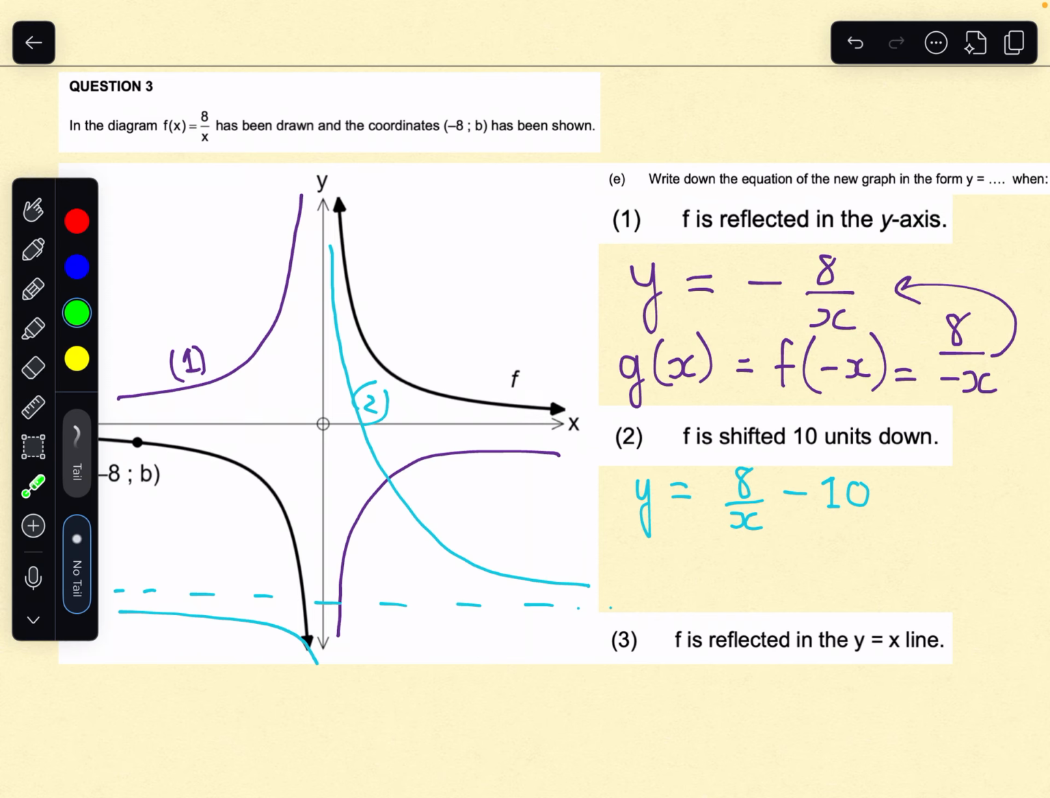Right, and then the last one, if f is reflected in the line y is equal to x. So this is a special line. We know that this is the line that we reflect in when we want to find the inverse of a function. So this is equivalent to saying find the inverse of f. That will give you the answer to this question.